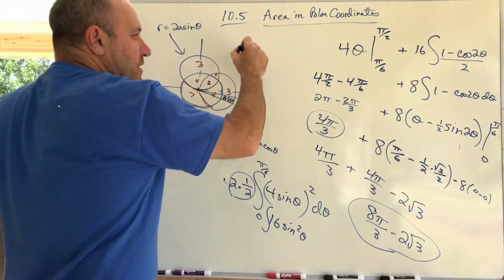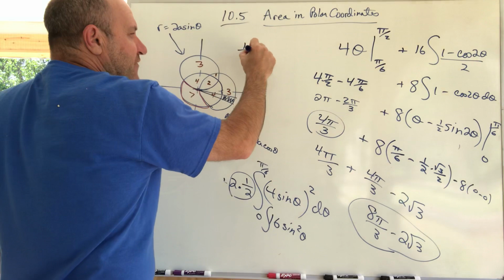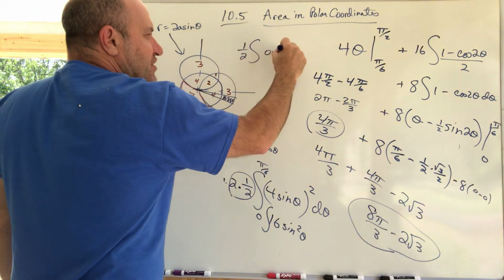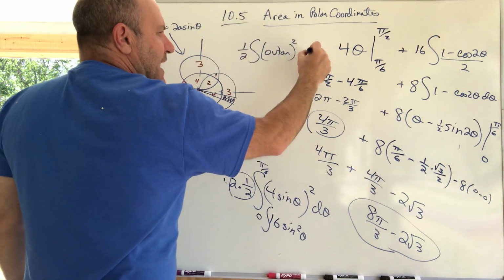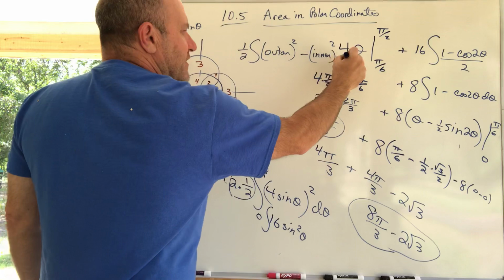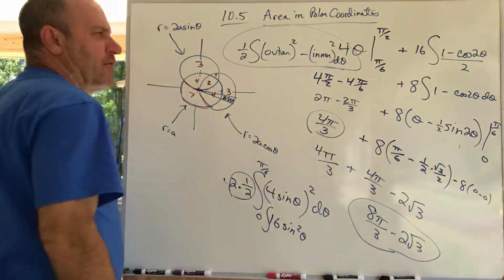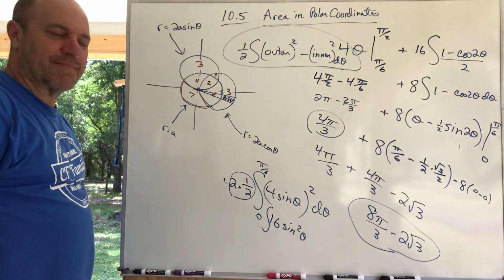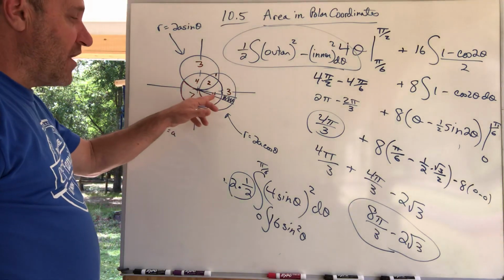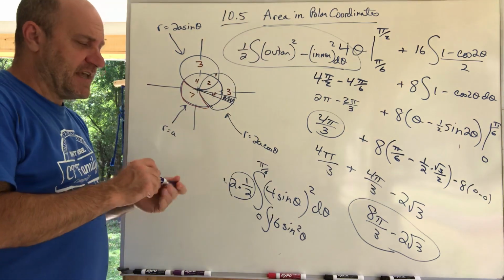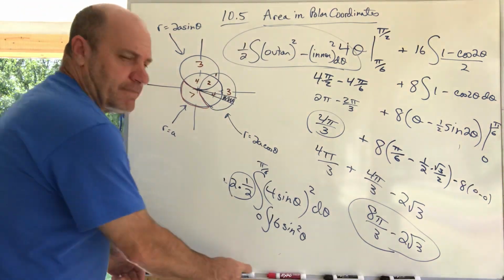So the formula would be 1/2 the integral of outer function squared minus inner function squared with respect to theta. Outer minus inner. If you don't want that area and only want that area. So I should do an example like that probably. All right, do some homework.